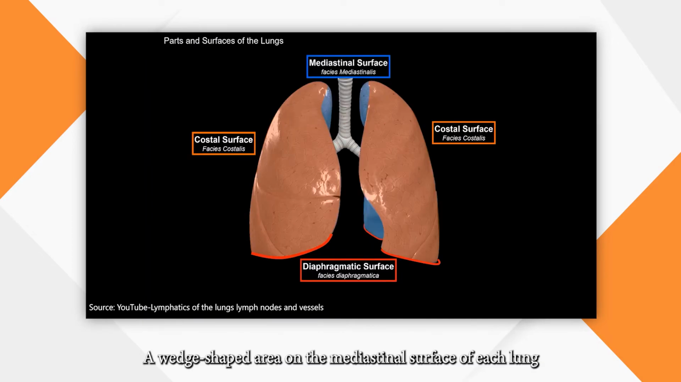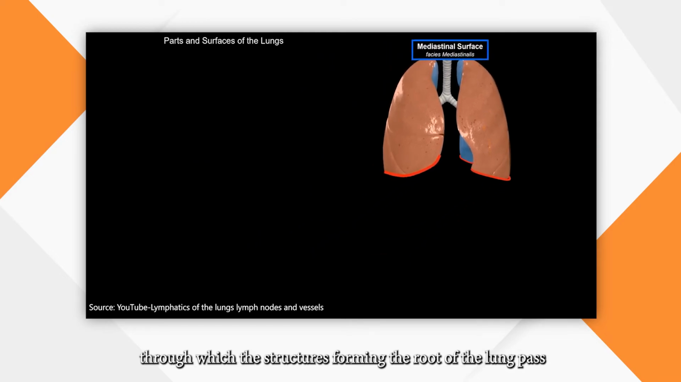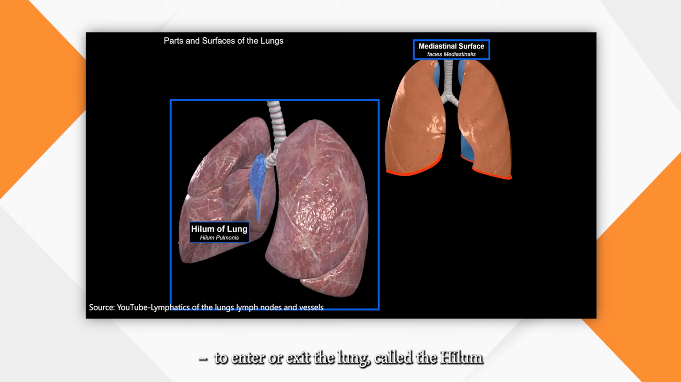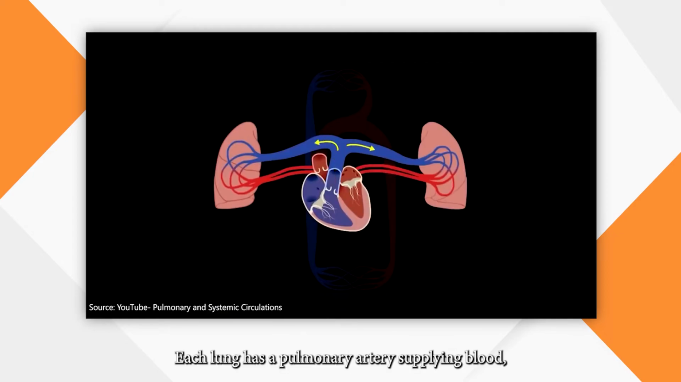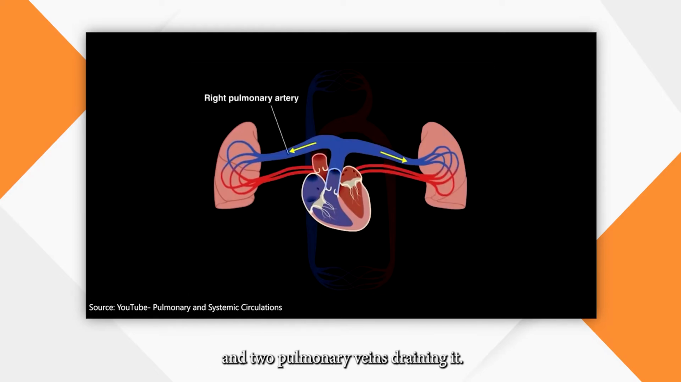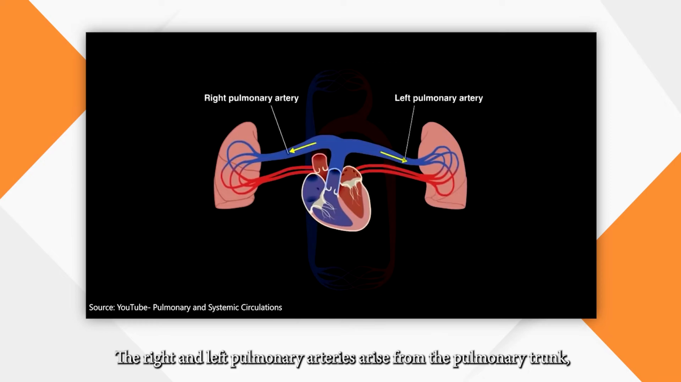A wedge-shaped area on the mediastinal surface of each lung through which the structures forming the root of the lung pass to enter or exit the lung, called the hilum. Each lung has a pulmonary artery supplying blood and 2 pulmonary veins draining it. The right and left pulmonary arteries arise from the pulmonary trunk and carry venous blood to the lungs for oxygenation.